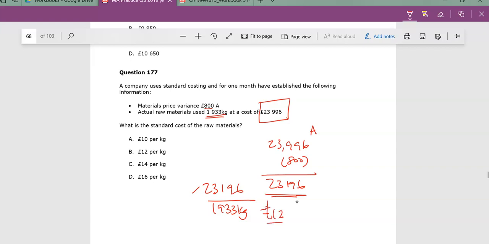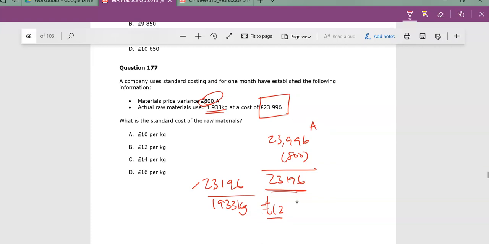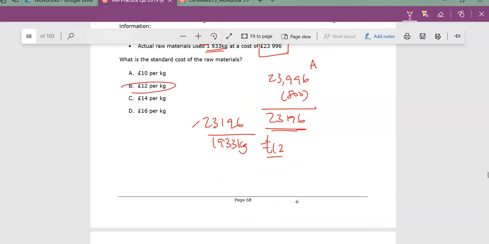You spent 23,996 divided by 1,933, which is a bit more, 12 pounds something. But again, that's how you look at this. Review the notes. That would help, definitely, and you can start seeing how the formulas work. The key point is that the more you can see why you're doing it, the better. That's what variances are ultimately: the difference between what you should have spent and what you did spend. So the answer there is B.